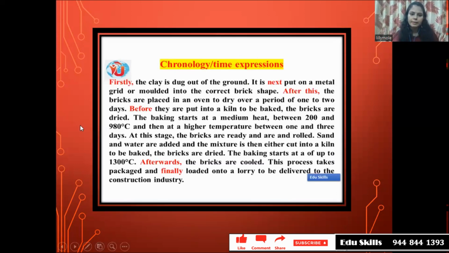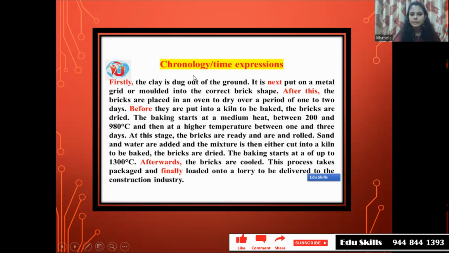For example, they will start with firstly, the clay is dug out of the ground. This is the one idea they are giving. They are using this for brick making. So starting with firstly, the first thing is that clay is dug out from the ground. The next thing is next. Next is used there. So we can understand they are going to do something else after that. So next, put on the metal grid or molded into the correct brick shape.